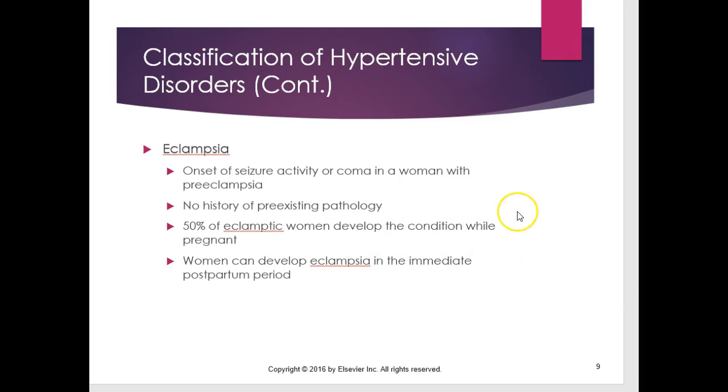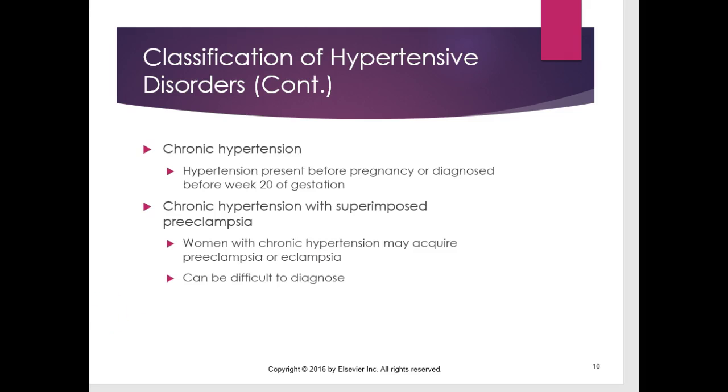Eclampsia is the same thing except for you have a seizure. The irritation is so bad to your CNS because you have so much ICP that now you have a seizure. So onset of seizure activity or coma in a woman with preeclampsia, no history of pre-existing pathology. So you guys, she did not have epilepsy before this pregnancy. 50% of eclamptic patients develop the condition while pregnant, of course, and women can develop eclampsia in the immediate postpartum period, just like they can preeclampsia.